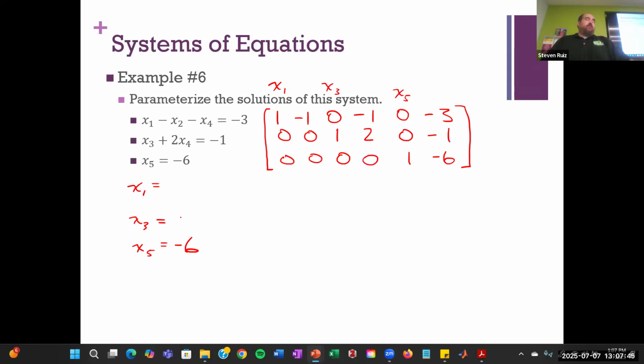Do we have anything? Go ahead. -1 minus 2x4. All right, and then what about x1? Or more, how did you get that for x3? How'd you get -1 minus 2x4?